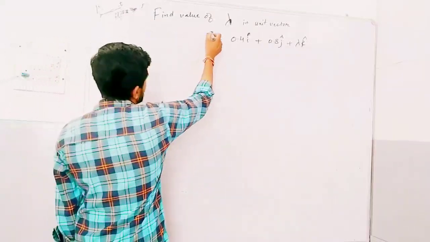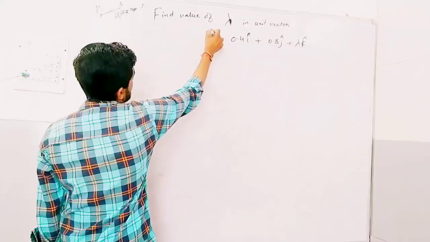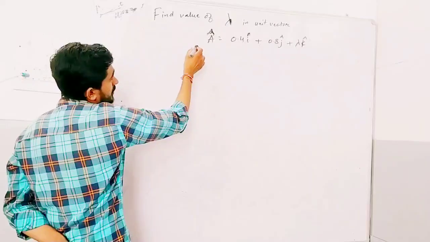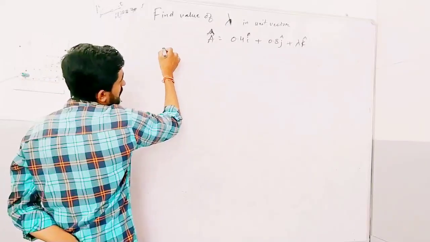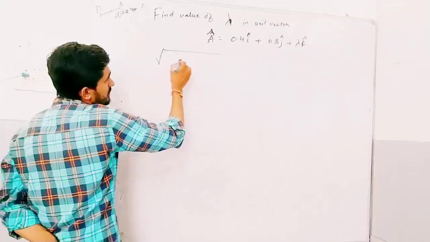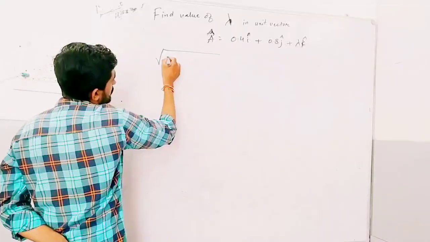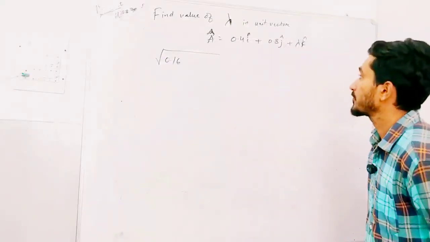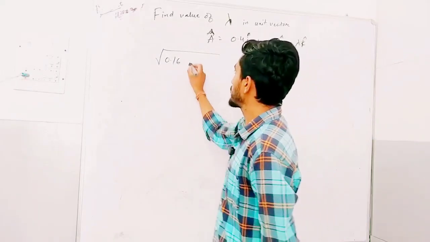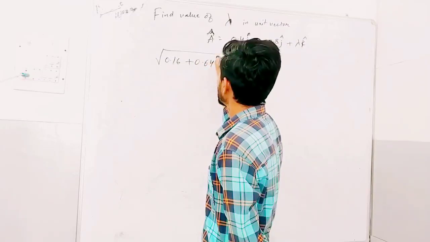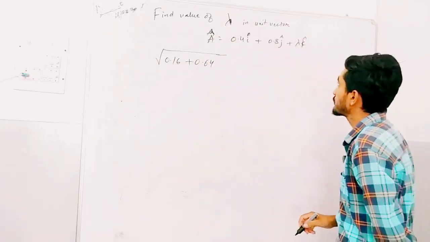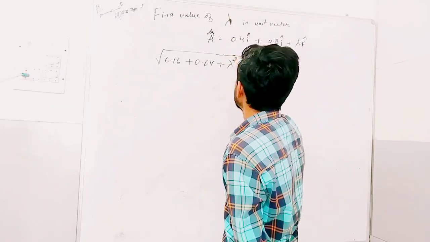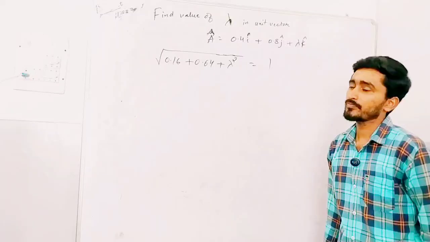Then we have to find its magnitude. Magnitude is 1, and its magnitude in my way is 0.4 square, that gives me 0.16. 0.4 square is 0.16, and 0.8 square is 0.64, and then lambda square, and its magnitude must be 1.